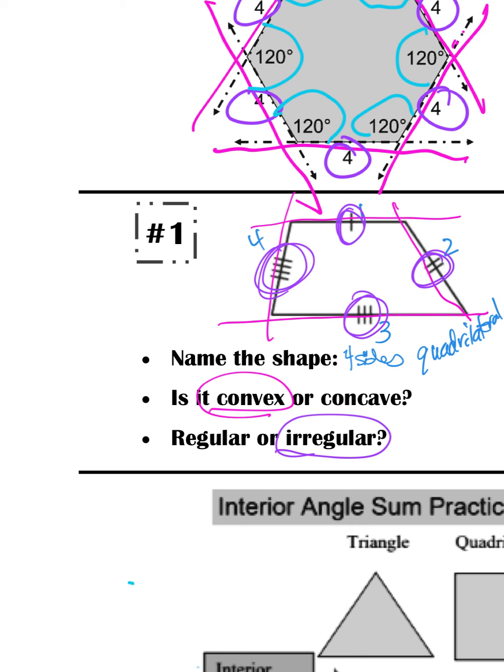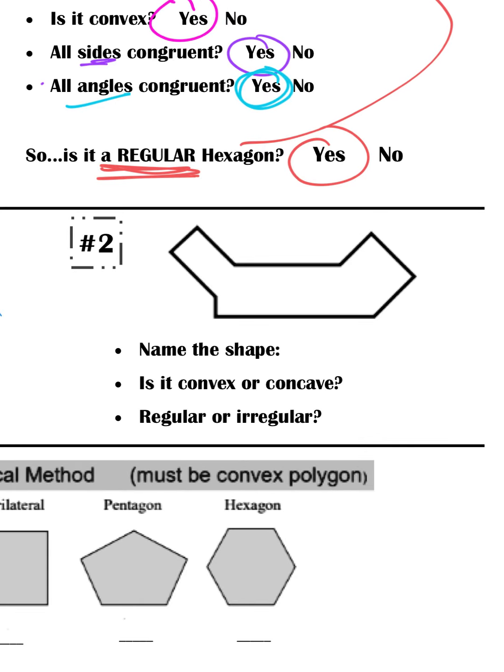All right, let's do problem number 2. So, name the shape. First thing we have to do is count the sides. We have 1, 2, 3, 4, 5, 6, 7, 8, and 9. So it is 9 sides. So what is that called? It is called a nonagon. Now, is it convex or concave?